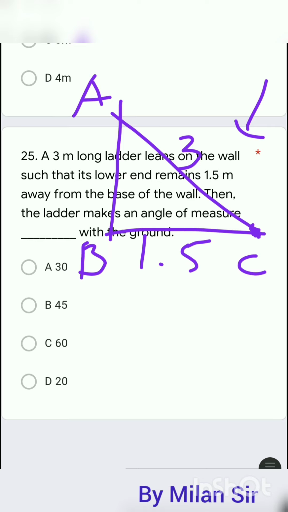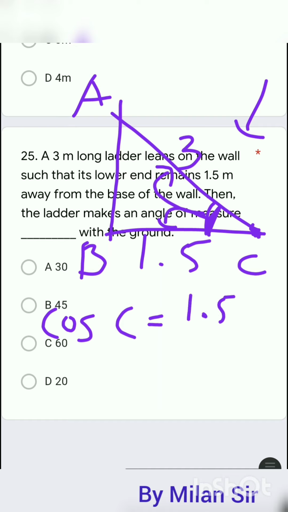Okay, the length of the ladder is 3 and the lower end, that means C, is 1.5 meter away from the wall. So BC is 1.5 and we need to find the angle the ladder makes with the ground. So this angle we need to find. Okay, now for finding this angle, what do we need to do? For this angle, this is the adjacent side and this is the hypotenuse, right? So which trigonometric ratio do we need to use here? We need to cover the adjacent side and hypotenuse. So here we need to use cos, right? Cos C is equal to adjacent side 1.5 divided by hypotenuse 3, right?